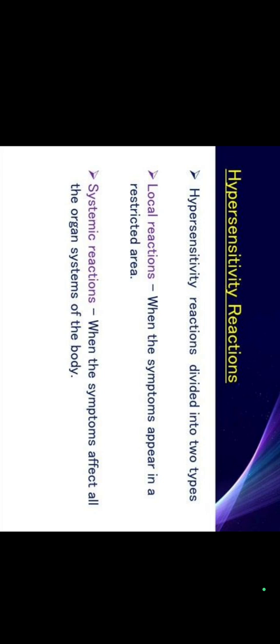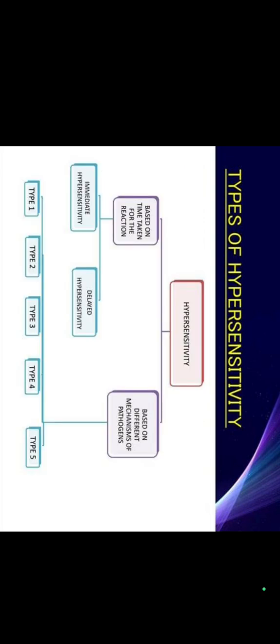Hypersensitivity reactions may be divided into two types: local reactions and systemic reactions. Local reactions are those where the symptoms appear in restricted areas. Systemic reaction means the symptoms affect all organ systems of the body.